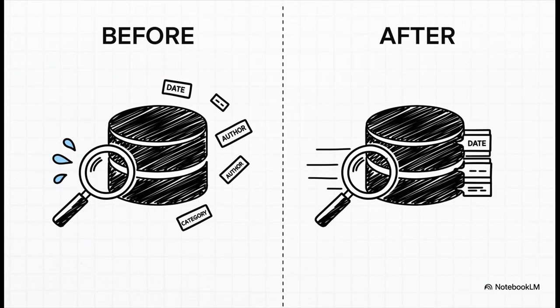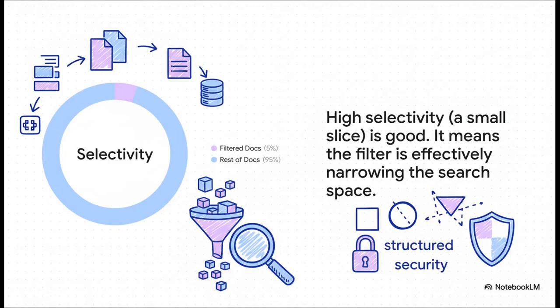Okay, these advanced techniques are incredibly powerful, but, and this is a big but, for any of this to work at scale, performance is absolutely critical. Just having the metadata isn't enough. You've got to index it properly. The big goal here is something called high filter selectivity. And all that really means is that your filter narrows the search down to a really small percentage of your total documents. Ideally, you want to be in that 5 to 10% range for maximum speed.